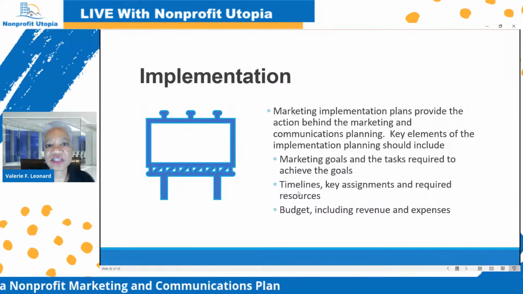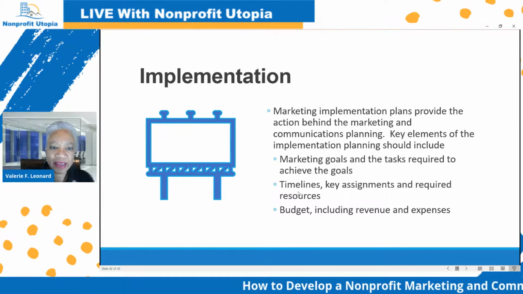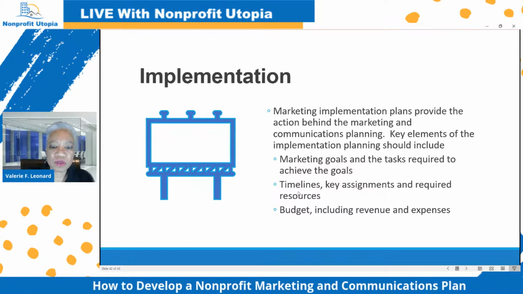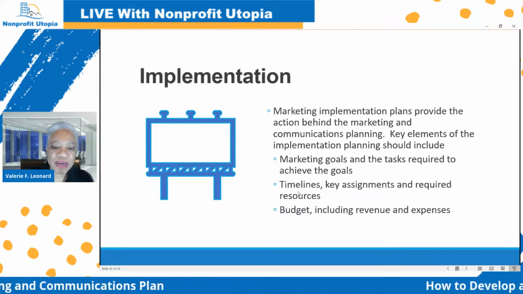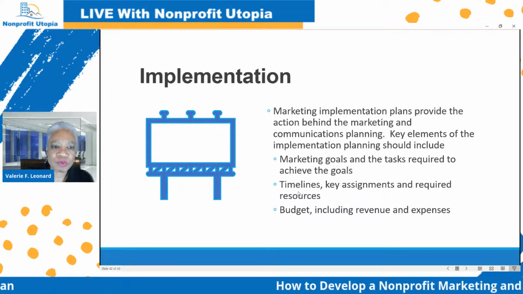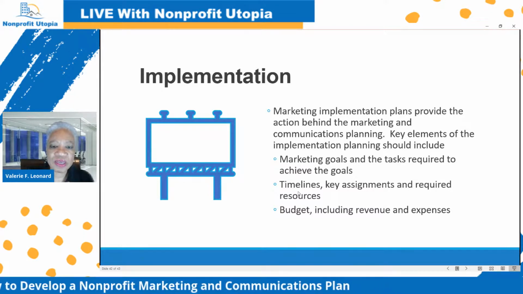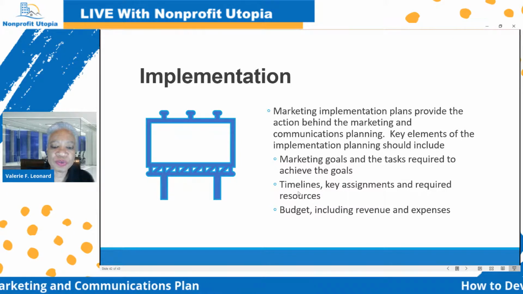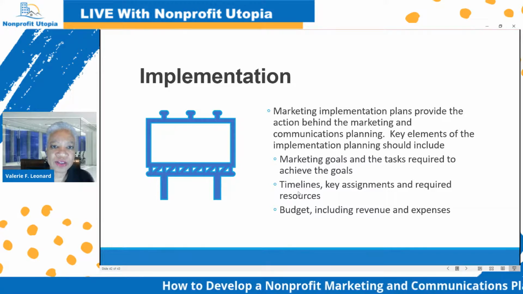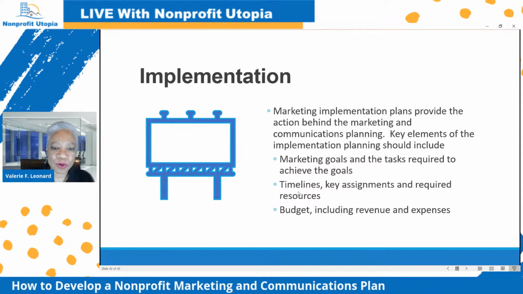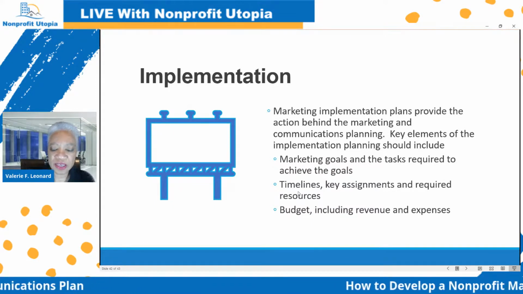And then implementation, that's just, how are you going to get from the planning stage to actually executing, right? So you want to look at your marketing goals and the tasks that are required. You want to look at the time frame. You want to make sure that you give assignments to people as well as deadlines so that you can have accountability. And then you want to make sure that you have a budget that includes the revenue that you expect to generate as a result of all of the activities of your organization, including the marketing. And then you want to include the expenses.